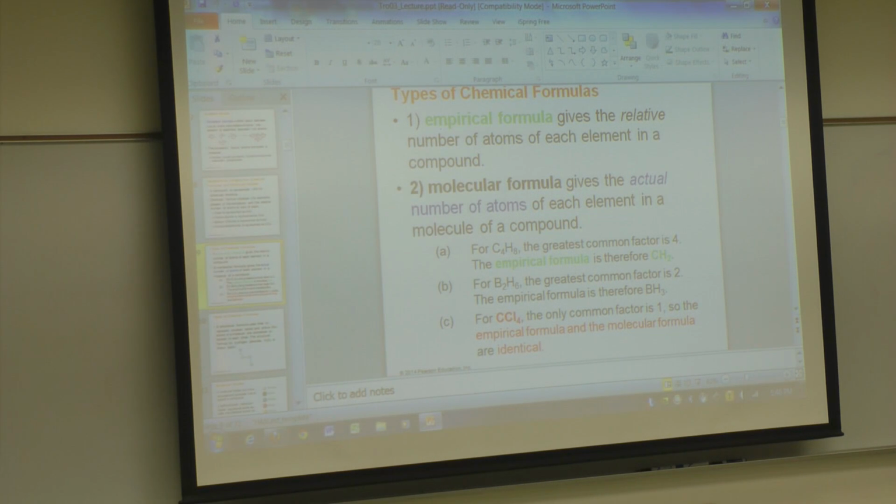Types of chemical formulas can involve the empirical formula, which gives you the number of atoms that each element in a compound has, and the molecular formula, which gives the actual number of atoms. So if we have C6H12, the empirical formula would be CH2, and if you have borane B2H6, the empirical formula would be BH3, and for carbon tetrachloride, the only common factor is 1, so both the empirical and molecular formula are identical.